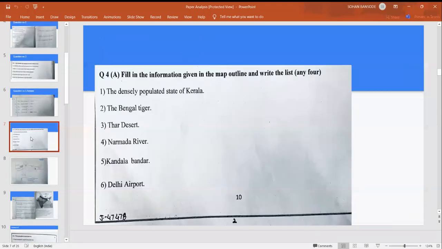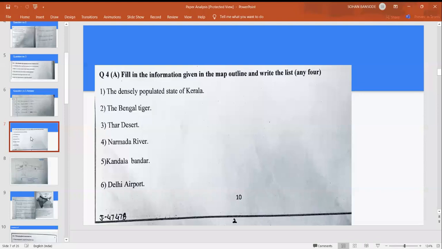We'll see the next one. So now the question number 4. This is the question which includes two sub questions, that is question number 4A and 4B. But both the question number 4A and B are compulsory questions. These are not options to each other.